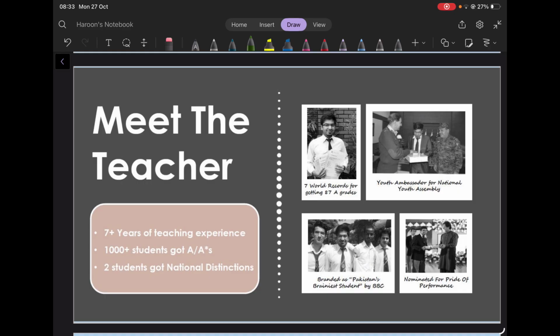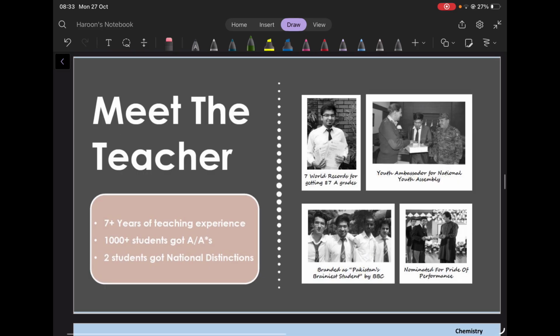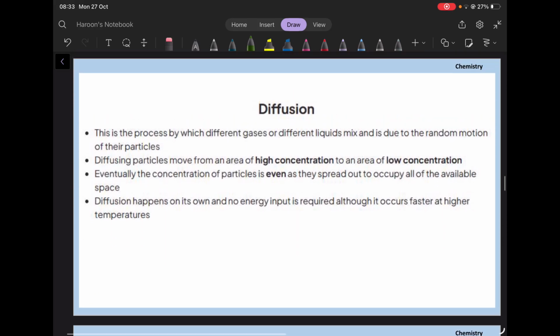Okay, so now we'll start the fourth and the last section of this chapter, states of matter of chemistry. The last section is related to diffusion. So diffusion is a process. This concept is in your biology syllabus as well. This is movement of particles from a region of high concentration to a region of low concentration. Basically, this happens down a concentration gradient.